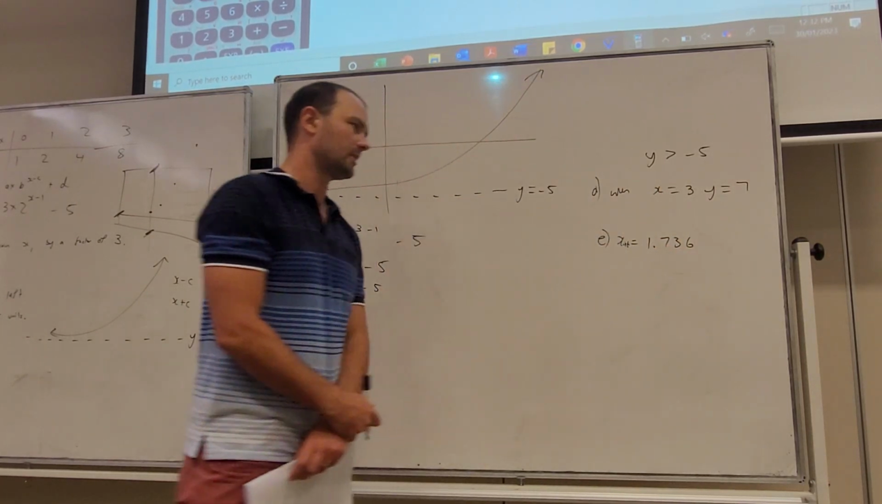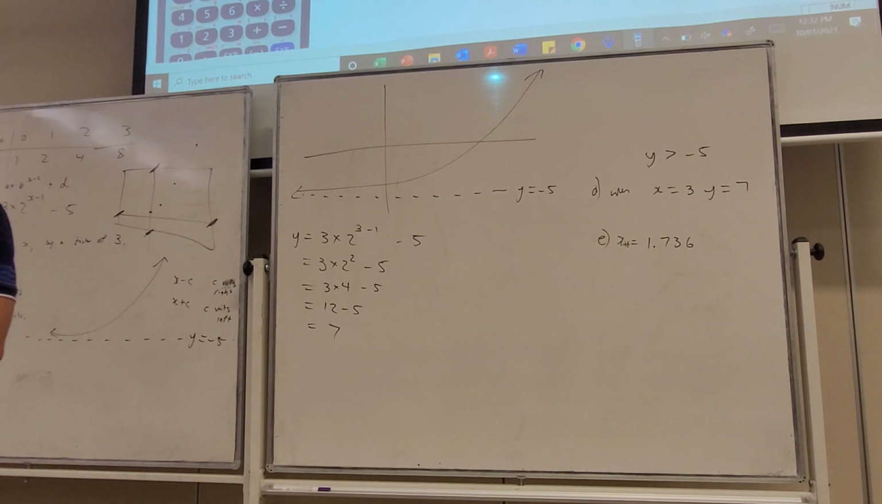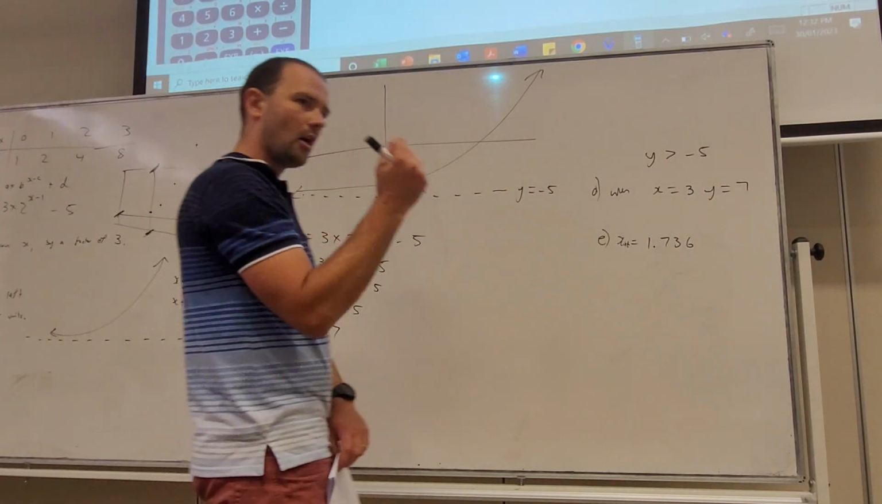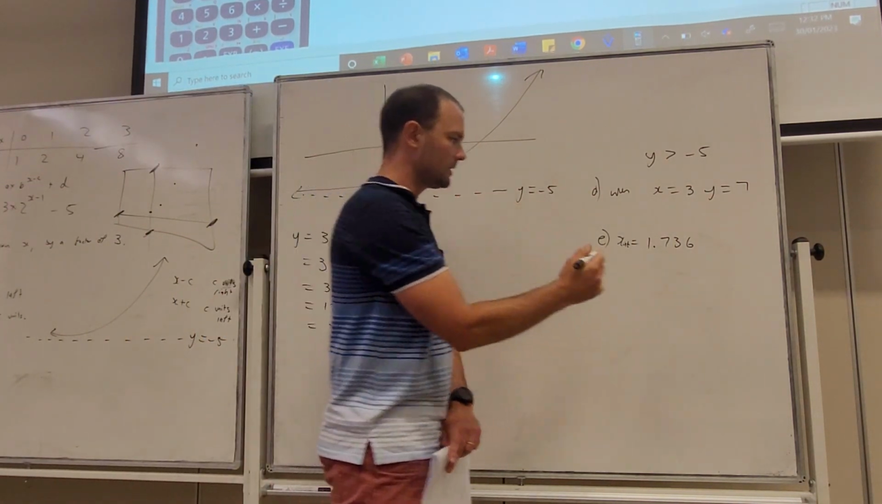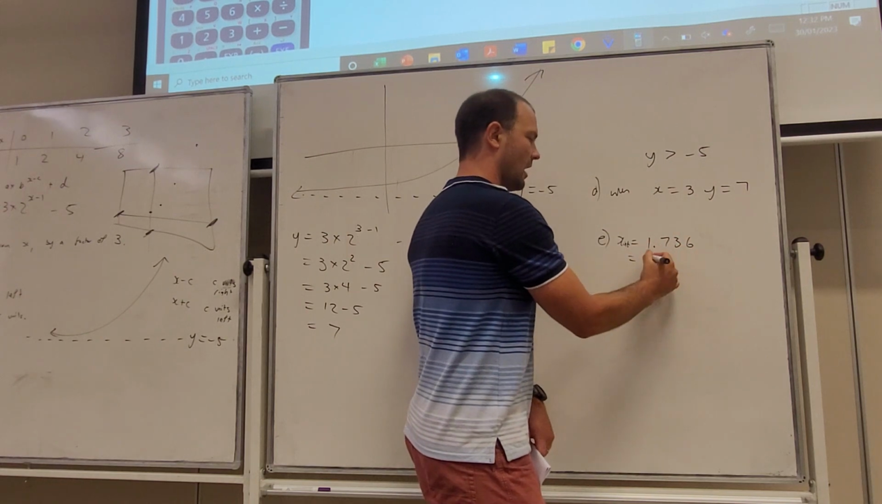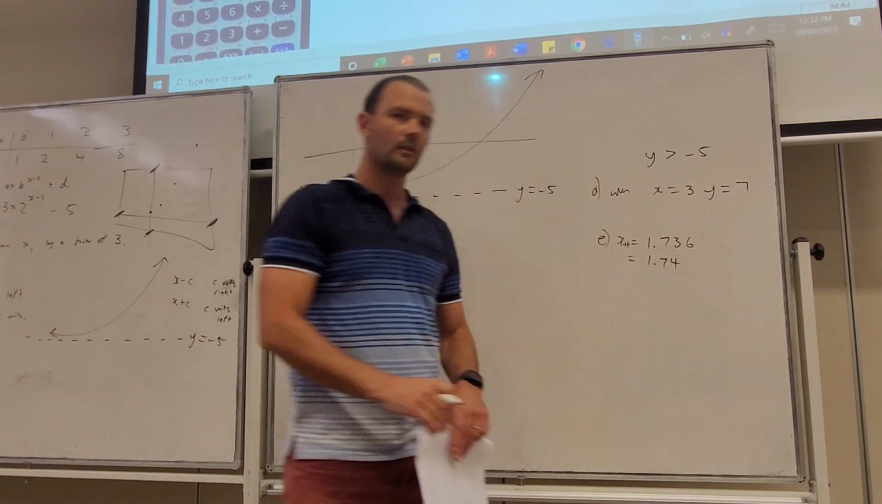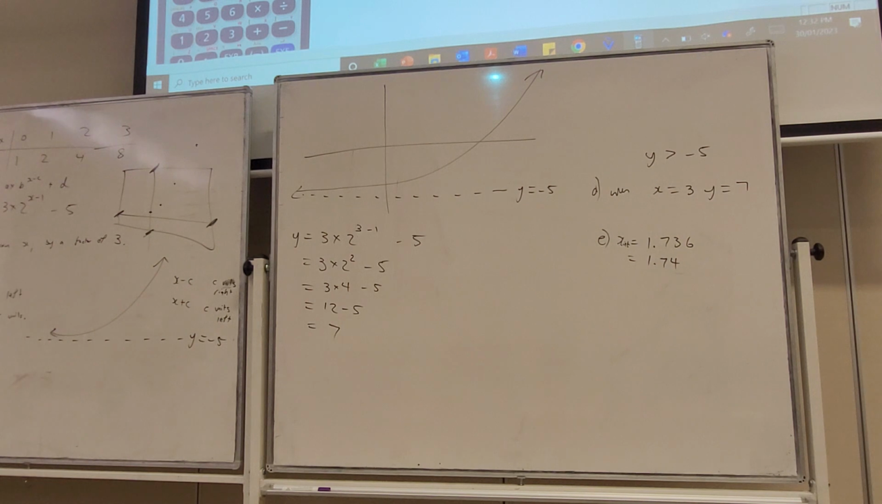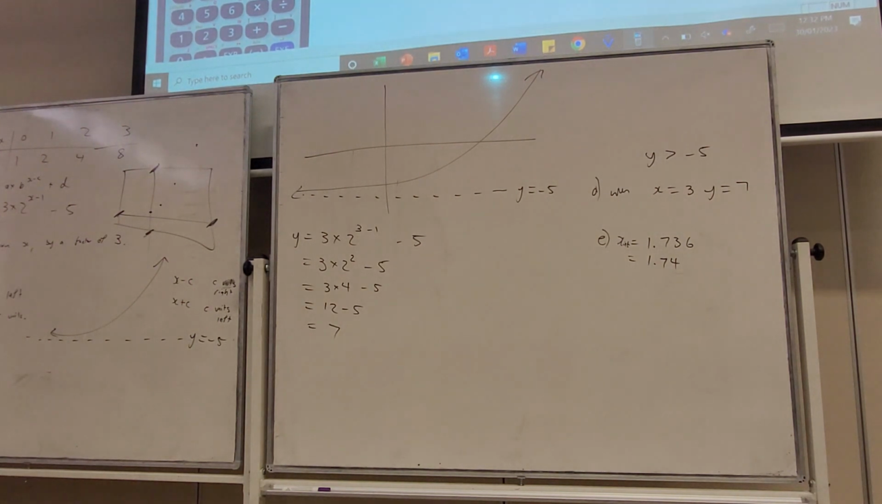X-intercept, 1.736. Now, I've written there 4 significant figures, and I'm going to get you guys in the habit of doing this. I always write 4 figures and then round in my next step. Okay? All right, round it to 3, round it to the nearest.